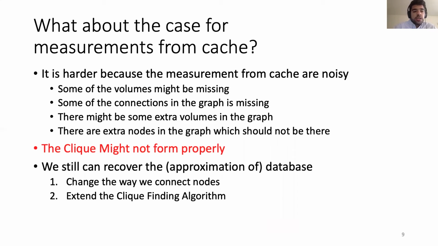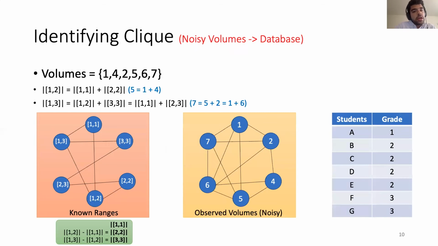So what we show here are 2 contributions. We show that we can change the way we connect nodes, and we also extend the clique-finding algorithm to recover even more databases. Look at the figure in the middle. In this case, since the nodes are noisy, the value of each node is approximate. So they're not exactly equal to what is there; it's approximately equal. Since the values are approximate, we might be missing some of the edges, and the clique might not form properly.